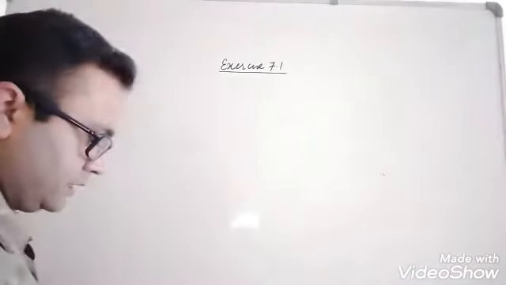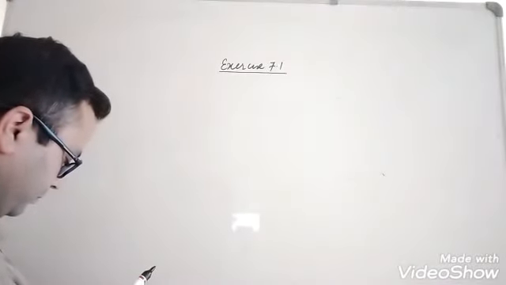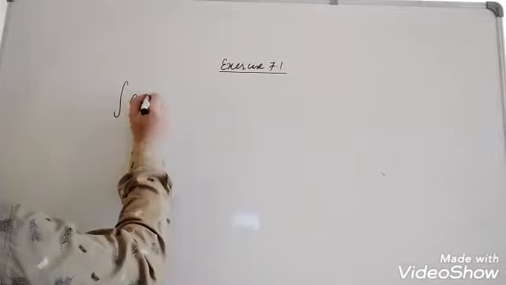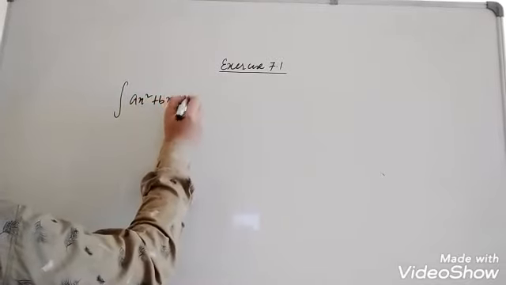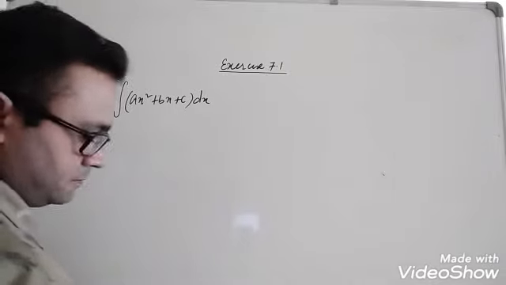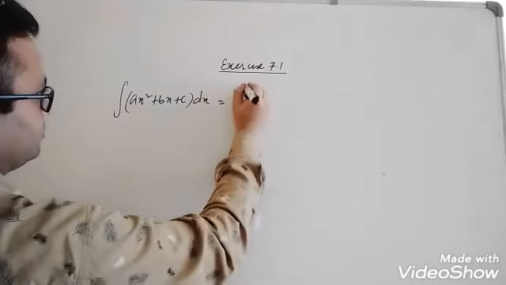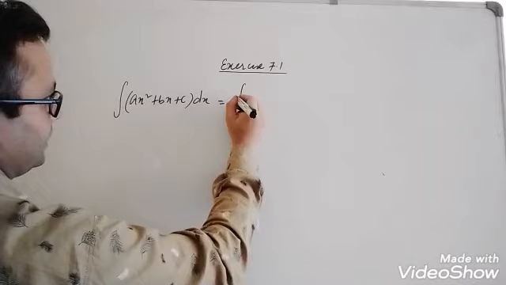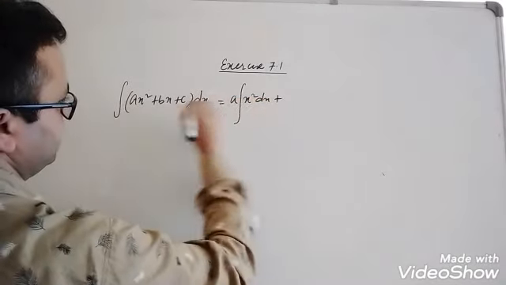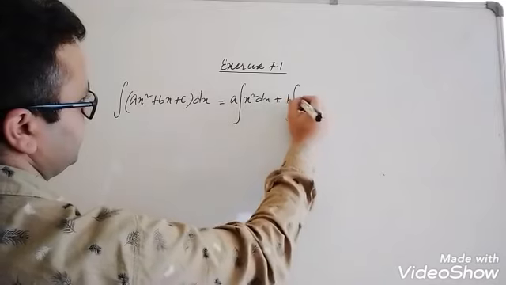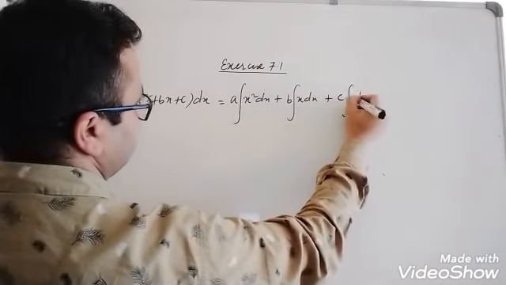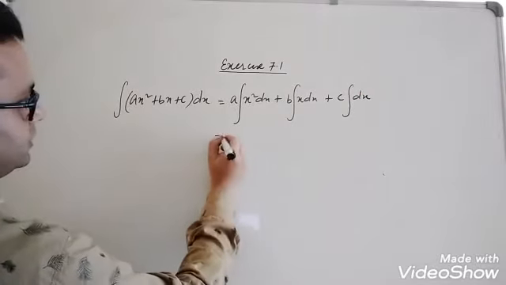Now question number 8 is integration of ax square plus bx plus c dx. Now first separate it. So this equals integration, a can take outside, x square dx plus b can take outside, x dx plus c integration dx. So this equals a.